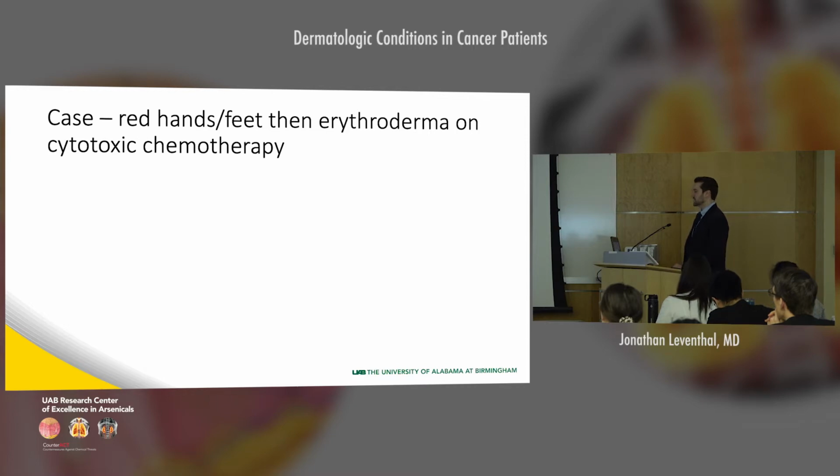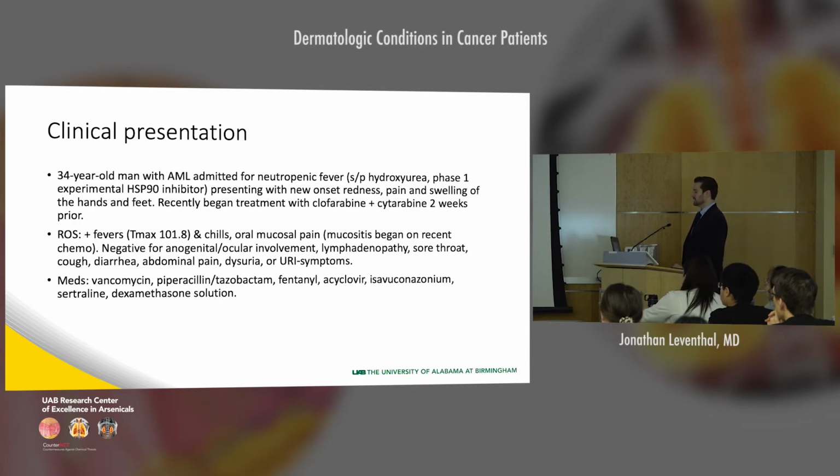So this is a case of red hands and feet, then erythroderma. So the patient was a 34-year-old gentleman with AML, and he was admitted for neutropenic fever. He was previously treated with hydroxyurea and an experimental heat shock protein inhibitor, but unfortunately he had disease progression. So now we were consulted for new onset pain, redness, and swelling that were localized to the hands and feet. Of note, he was recently started on cytotoxic chemotherapies with the anti-metabolite combination clofarabine and cytarabine a few weeks prior.